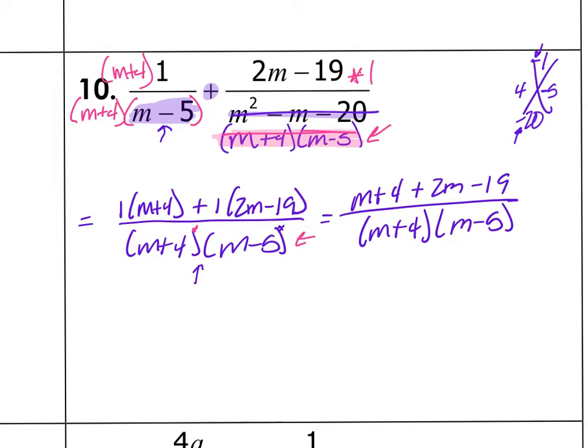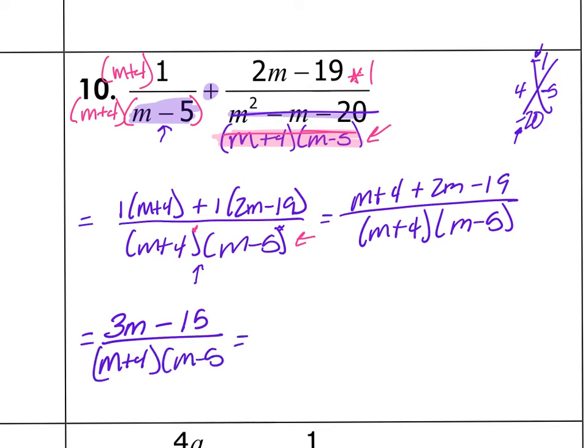I can only make ones if it's multiplication. Okay, so I can't do anything until I combine all my like terms and then factor. So in my numerator, I've got m plus 2m is 3m, and 4 minus 19 is negative 15, all over m plus 4 times m minus 5.